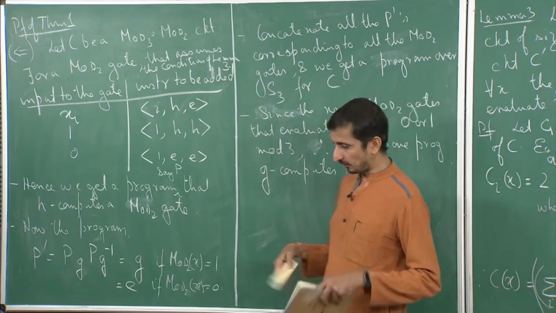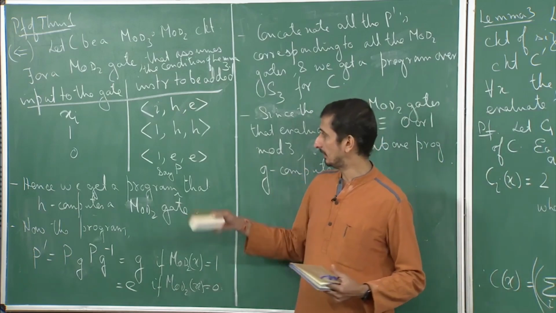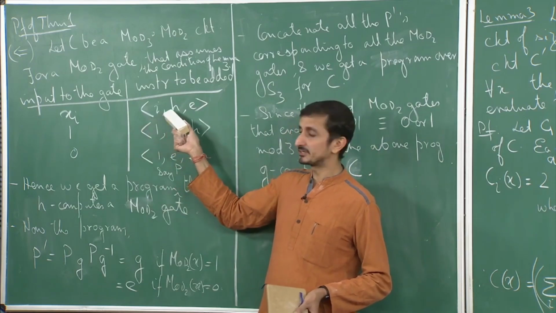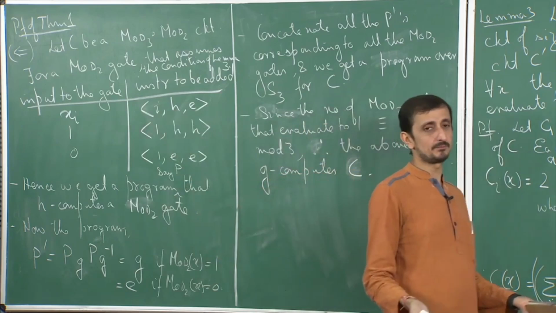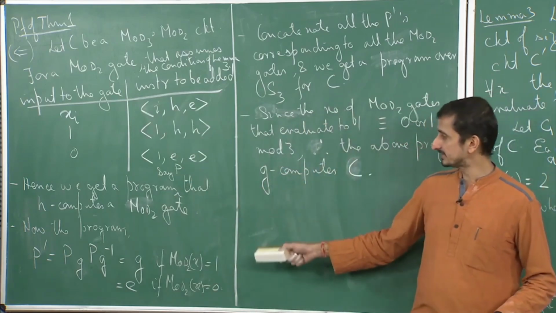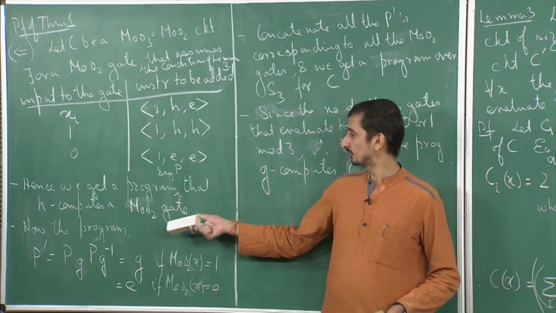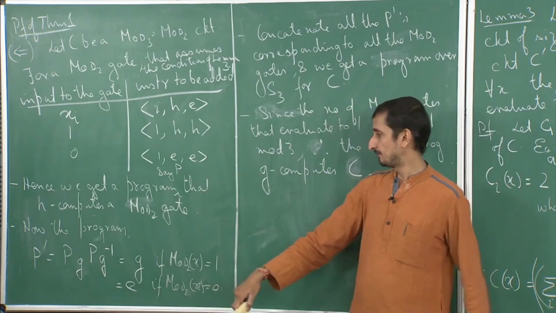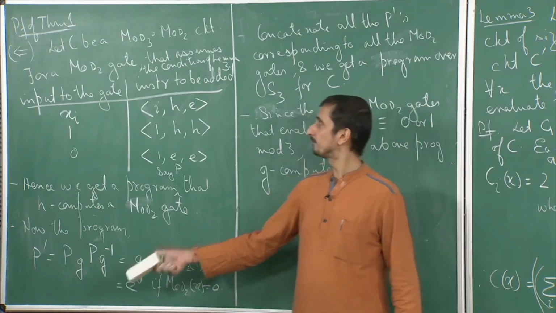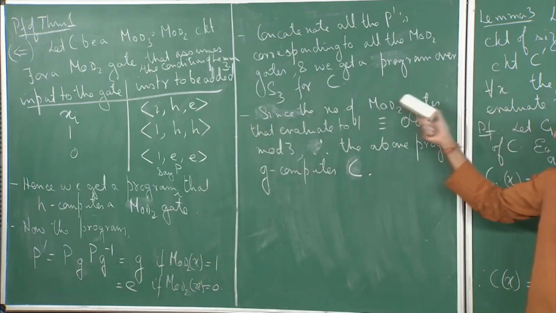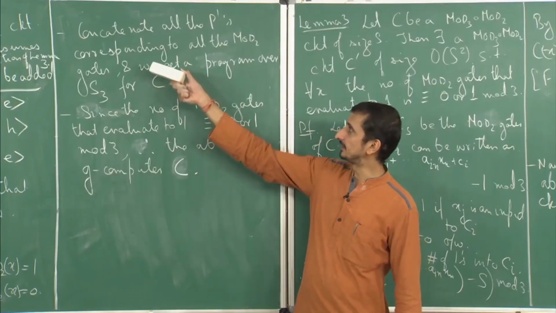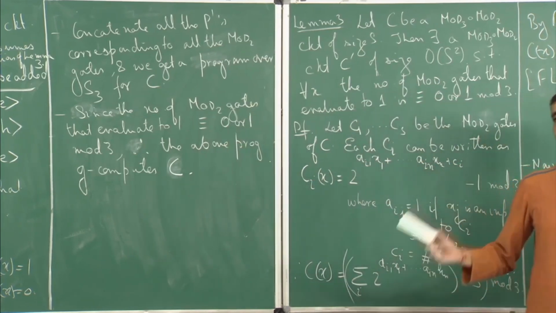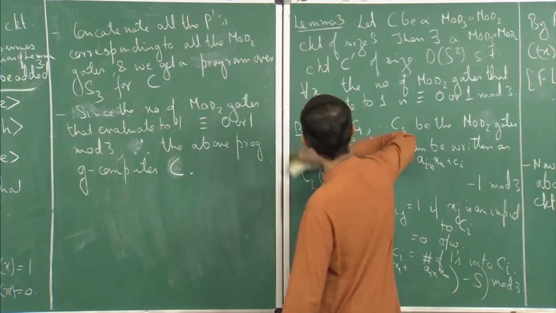Next, for each mod 2 gate, it is very easy to construct a program. So, we use the permutation H to get a program for each mod 2 gate. And the third step is that we show that from H compute we can actually go to G compute, by applying this result. And now once we go to G compute, I can very easily show that it directly translates, that the concatenation of all those programs will give me a program that G computes the entire circuit. Okay. So, that is the complete idea.